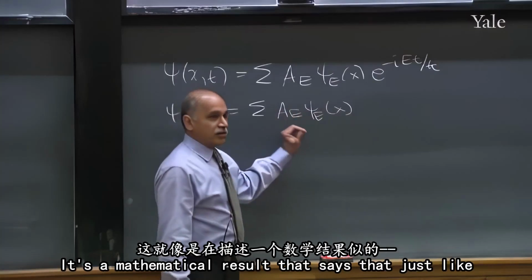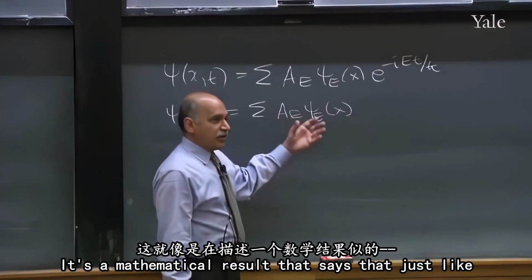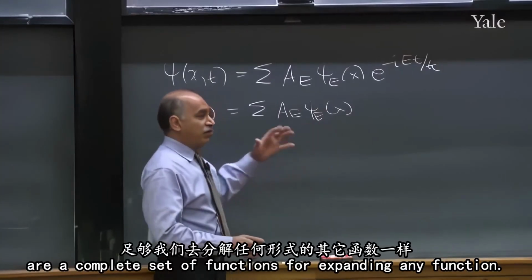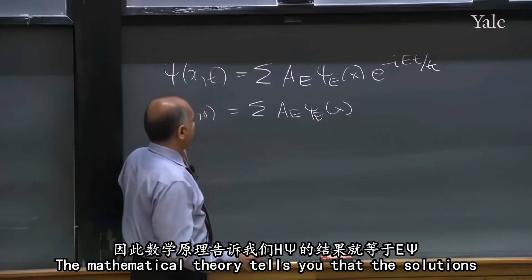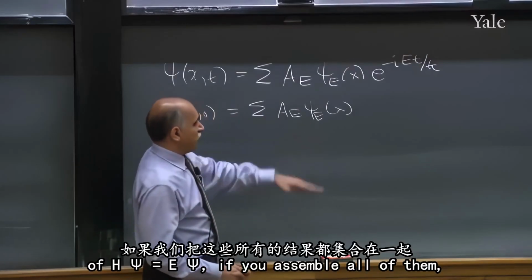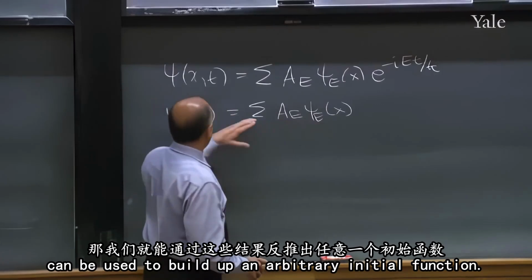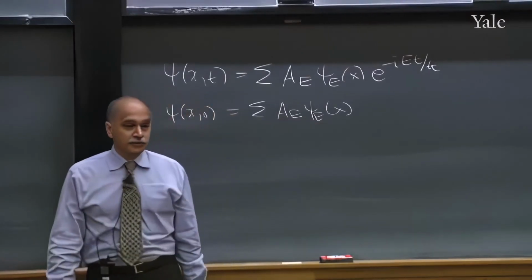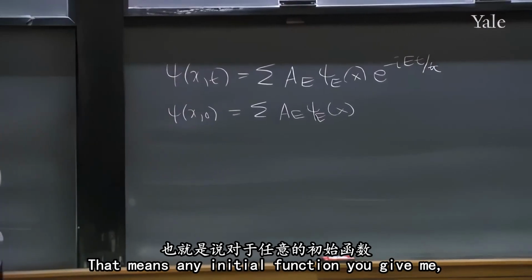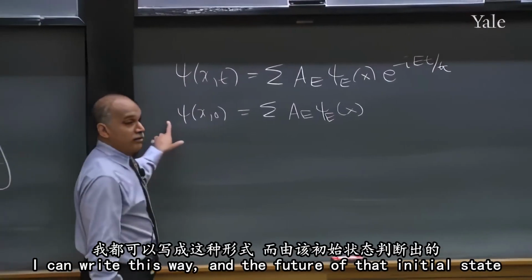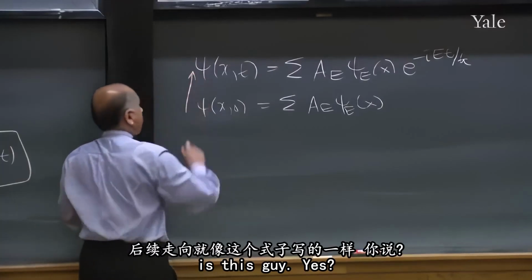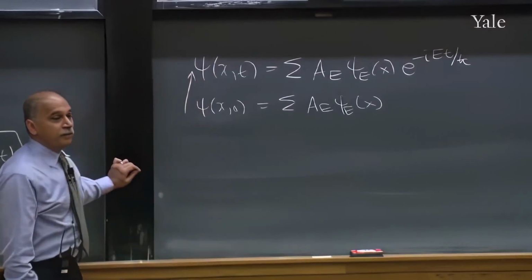That's a mathematical result that says that just like sines and cosines and certain exponentials are a complete set of functions for expanding any function, the mathematical theory tells you that the solutions of H psi equals E psi, if you assemble all of them, can be used to build up an arbitrary initial function. That means any initial function you give me, I can write this way, and the future of that initial state is this. Yep.